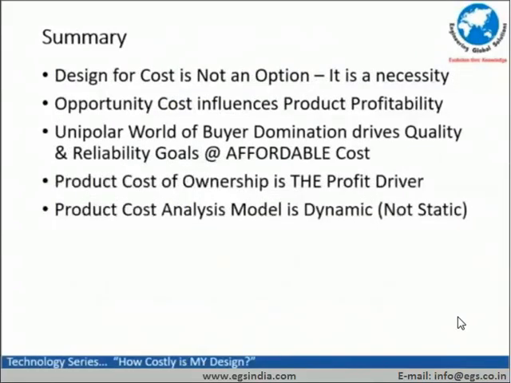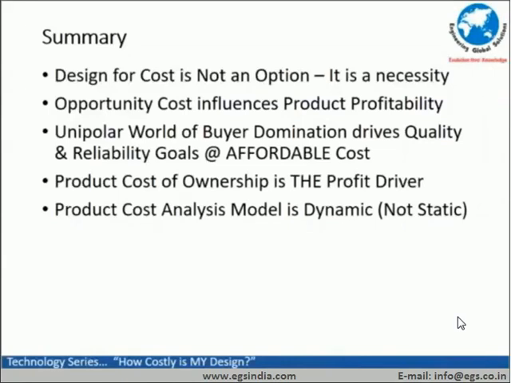In summary, you would see that design for cost is really not an option. It is a necessity. The opportunity cost influences the product profitability. When I say the opportunity cost, it is the time to market. You take a product to market faster, but it is beset with quality and reliability issues. The product image and the company image suffer, not to speak of the product profitability. So the opportunity cost is lost there as well.